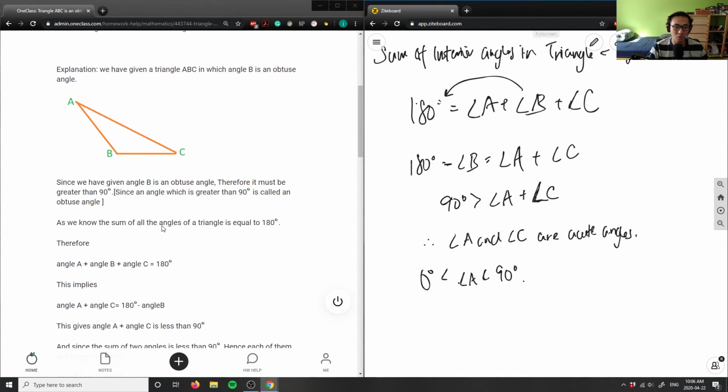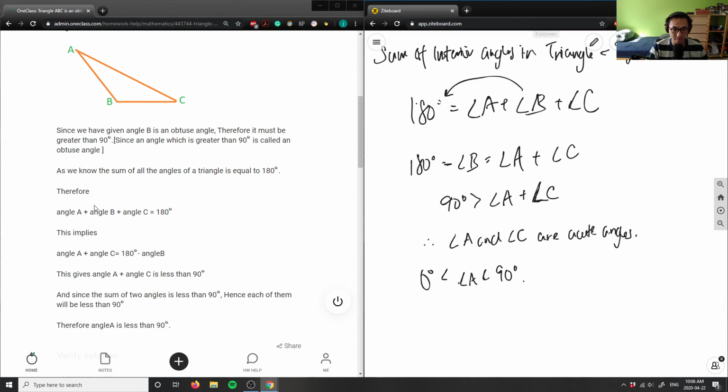As we know, the sum of all angles in a triangle is equal to 180 degrees. Therefore, angle A plus angle B plus angle C equals 180. That's good. This implies that angle A plus angle C equals 180 degrees minus angle B. So this gives us angle A plus angle C has to be less than 90 degrees. So this here is our equation here.